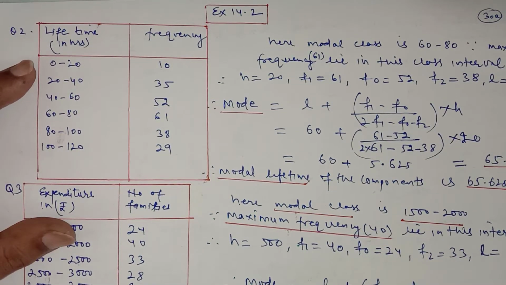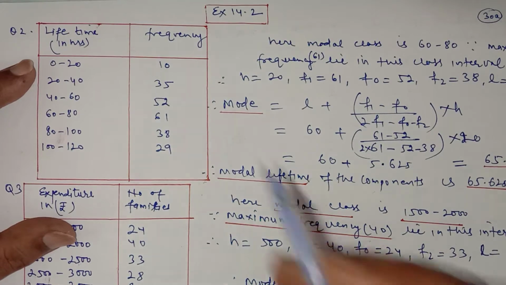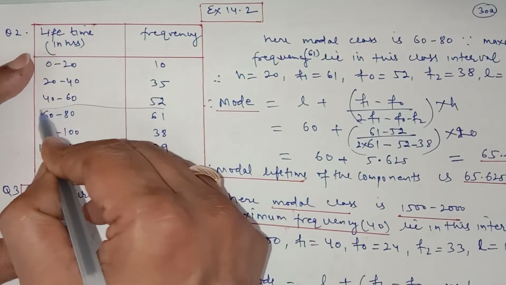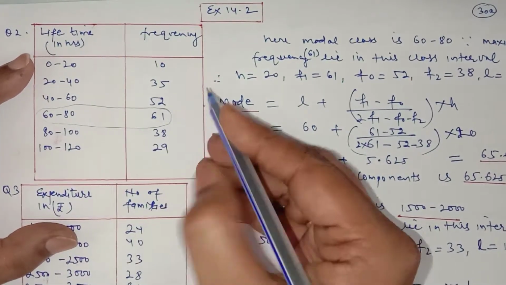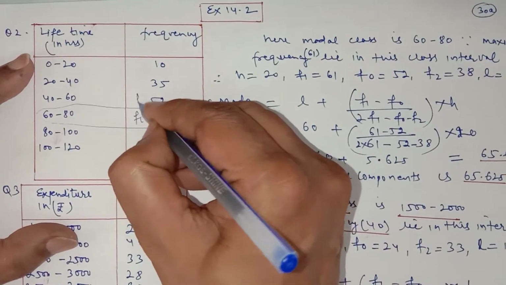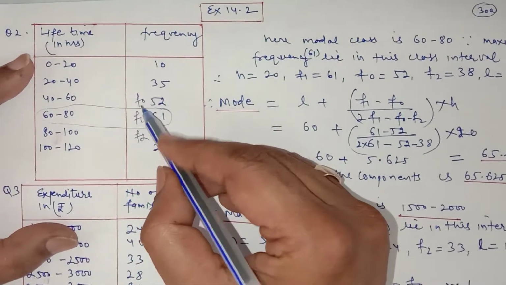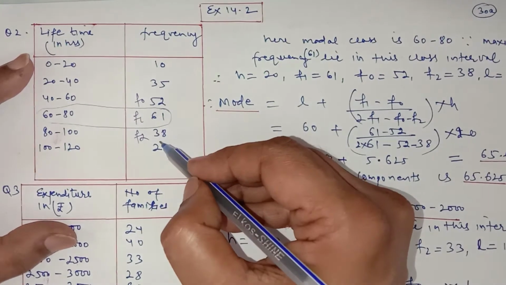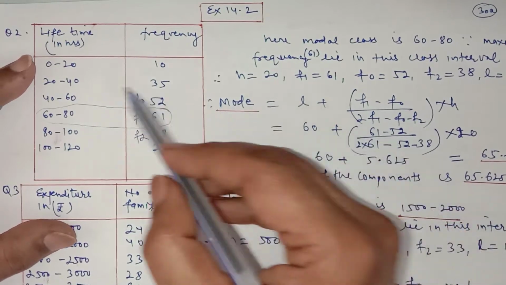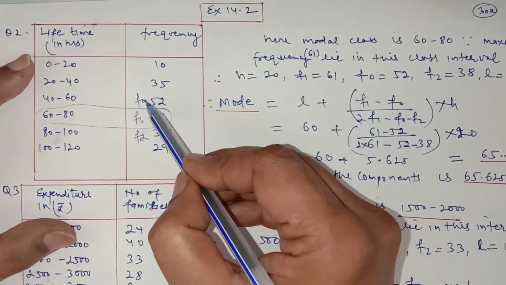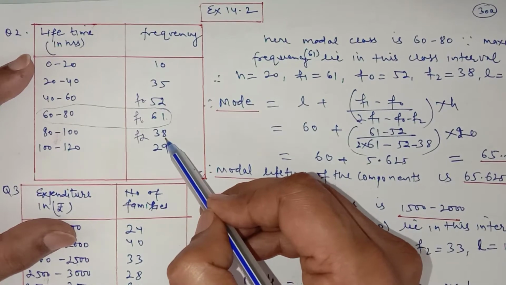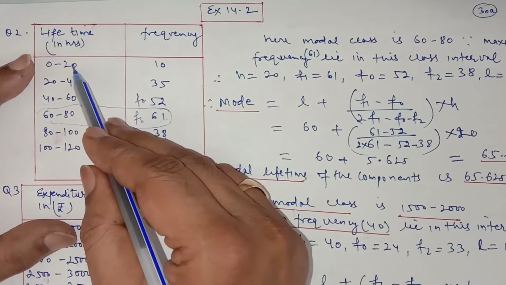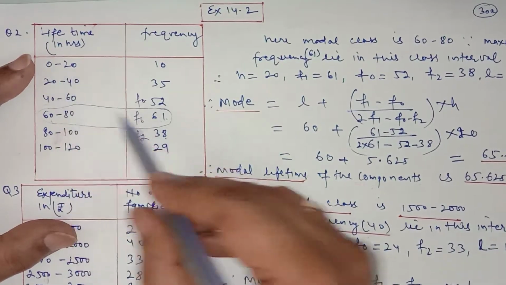Now to find the mode, you have to first of all decide the modal class. Now what is the modal class? Modal class is the class having the maximum frequency. So this is the modal class. From this modal class, you can easily find F1, this is F0, and this is F2. F0 is the frequency of the preceding class, F2 is the frequency of the successive class interval, and here F1 is 61, F0 is 52, F2 is 38, and the lower limit of the modal class is 60. This is equal to L, and the class size is upper limit minus lower limit, which is equal to 20.